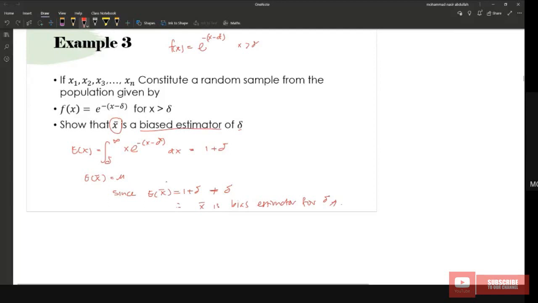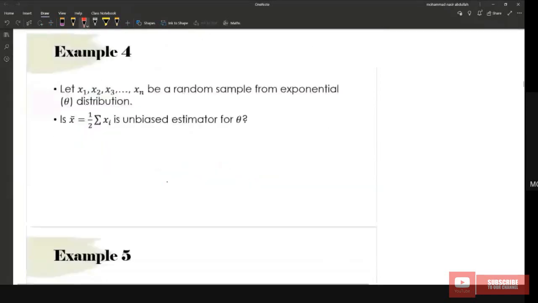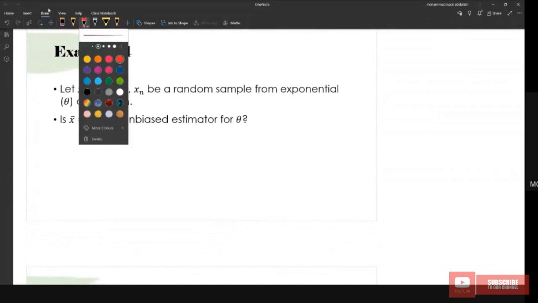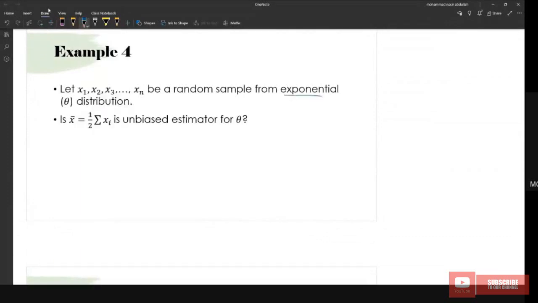Okay. So can we move on to example number four? Right. In example number four, let x1 until xn be a random sample from an exponential distribution with the parameter theta. Right. So the expected value of x for an exponential distribution should be equal to theta. Right, this is what we know from prior knowledge. So we want to know whether x bar, equal to 1 over n multiplied with the summation of xi, is an unbiased estimator for theta.